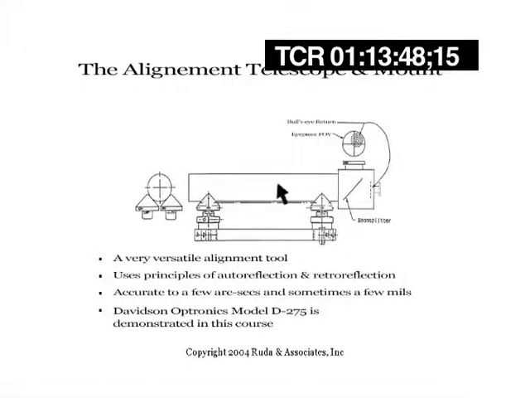That image will return on its auto-reflected path. This beam splitter will pick up that return image, and the bullseye pattern will be located exactly centered on the crosshair. If I now tilt or tip the flat mirror that's located in front of the alignment telescope, then this bullseye pattern will move around.